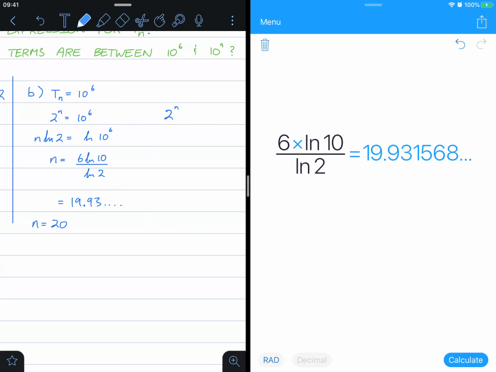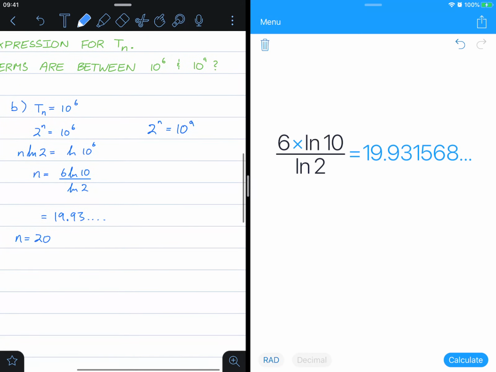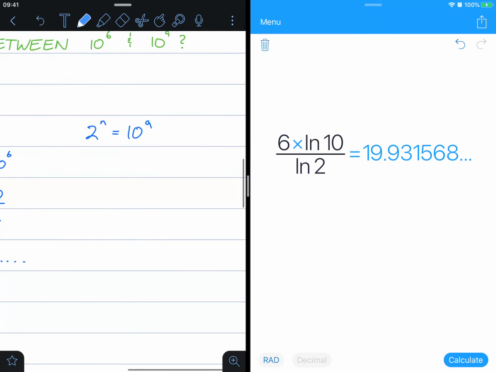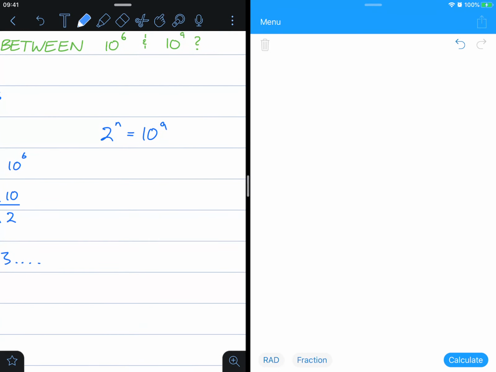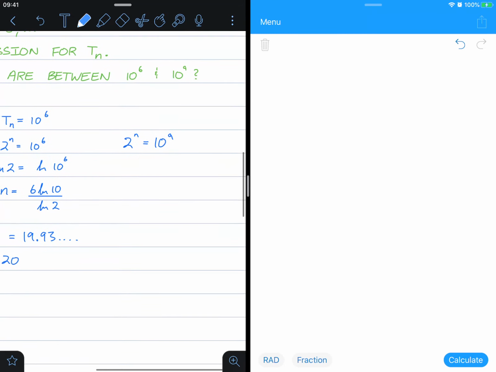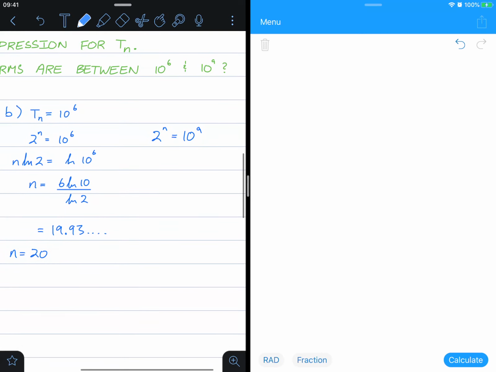That's the first one. Applying this exact same idea, 2 to the power of n is equal to 10 to the power of 9. Going through the same process, well, let's skip a few steps here. Going straight to here, so n ln 2 equals ln 10 to the power of 9. n equals 9 ln 10 over ln 2.